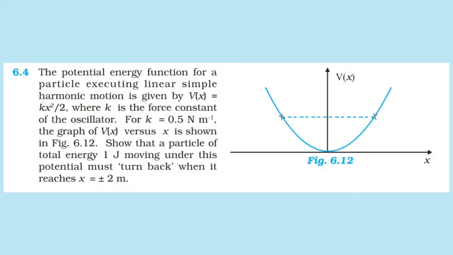Example 6.4. The potential energy function for a particle executing linear simple harmonic motion is given by V of x is equal to kx square divided by 2, where k is the force constant of the oscillator. For k is equal to 0.5 Newton per meter, the graph of V of x versus x is shown in figure. Show that the particle of total energy 1 joule moving under this potential must turn back when it reaches x is equal to plus or minus 2 meter.